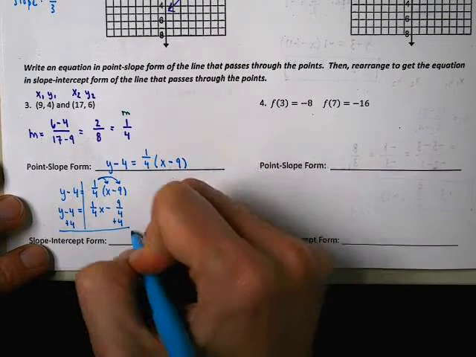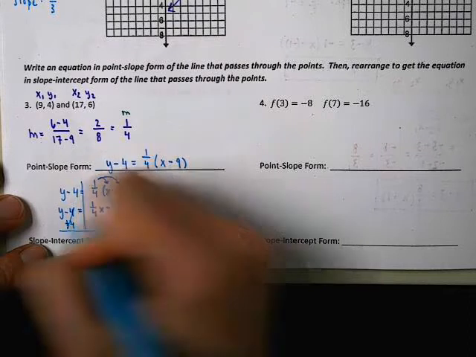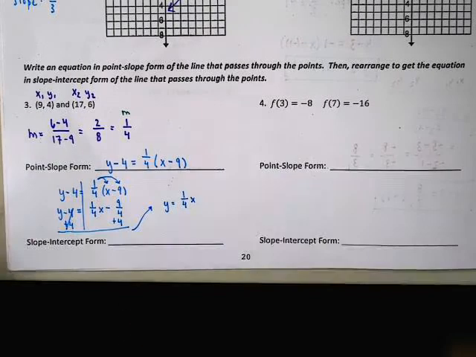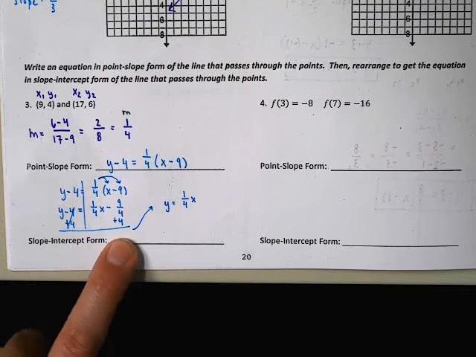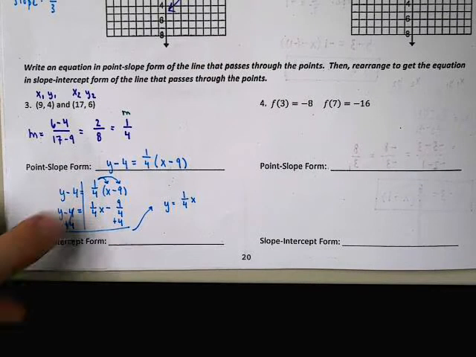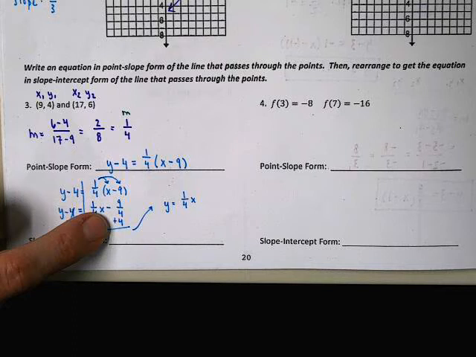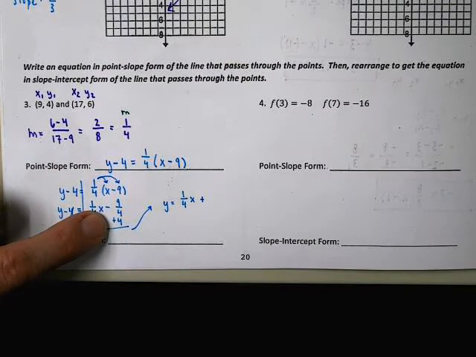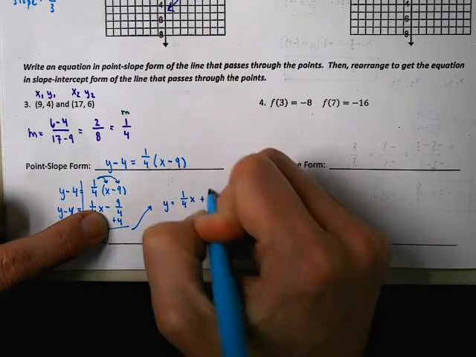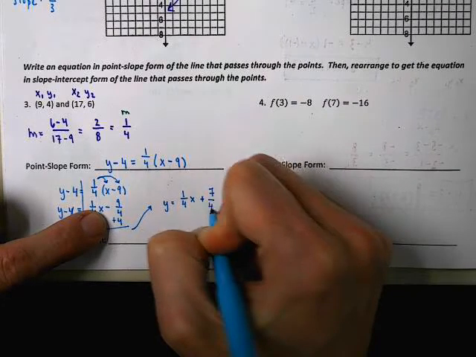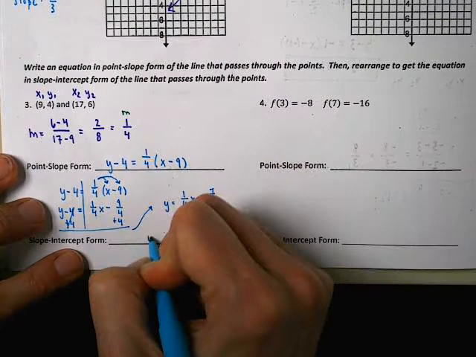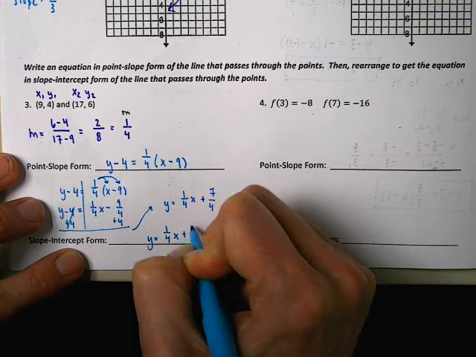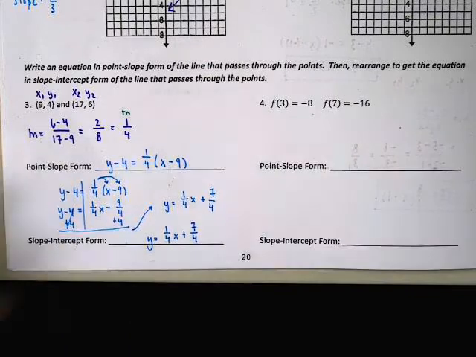And I'm sorry, I'm going to have to move this over here. So this is going to cancel. I'm going to get y equals 1/4 x. Now, I highly recommend using your calculator here. So if you type in a negative 9/4 plus 4, you should get plus, let's see, plus 7/4. And so my equation in slope-intercept form is 1/4 x plus 7/4.